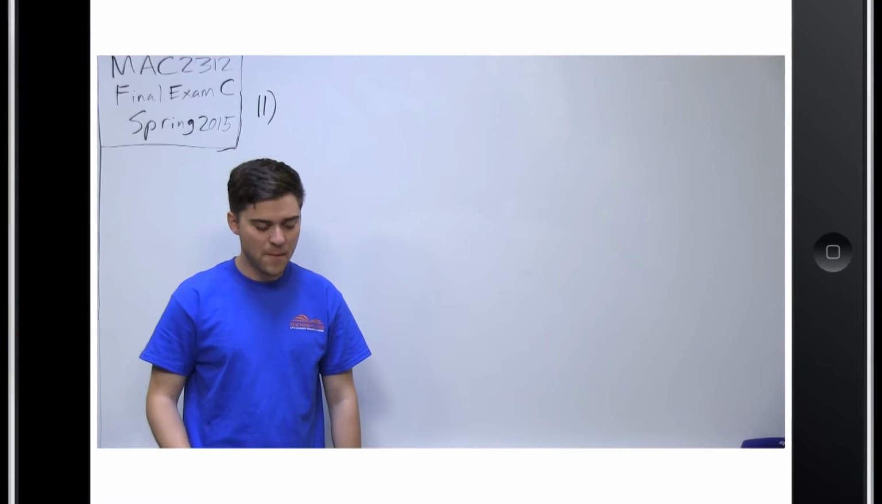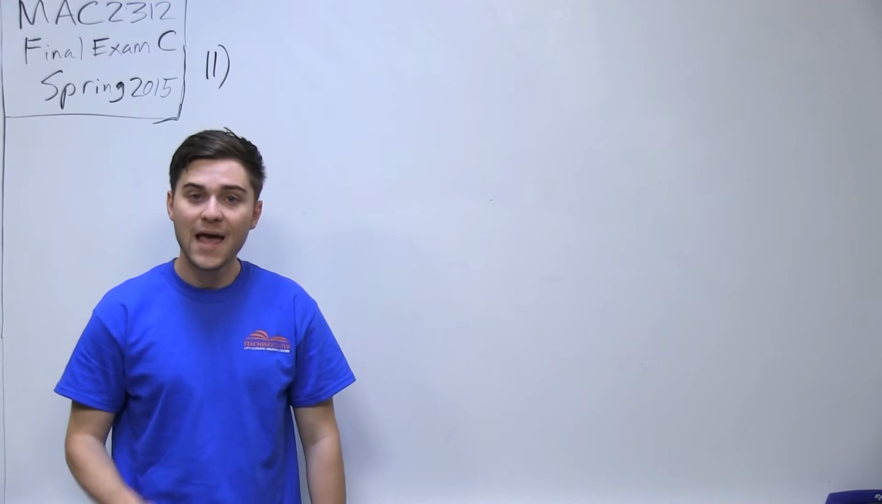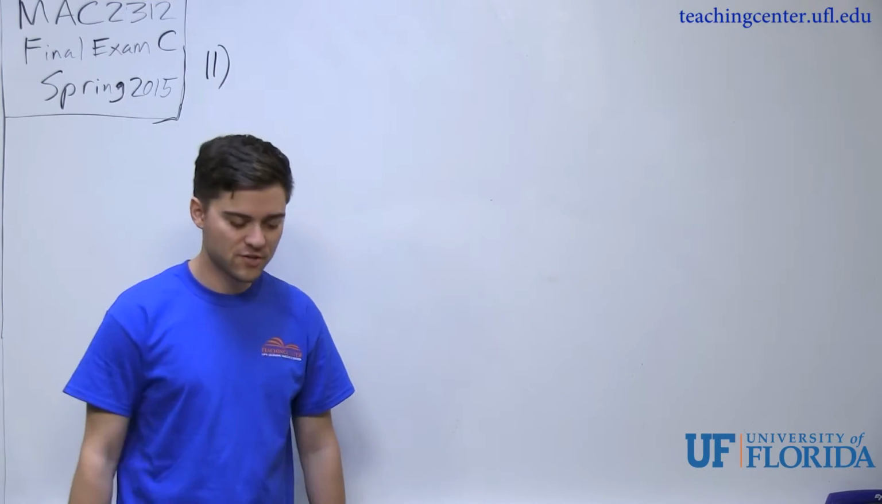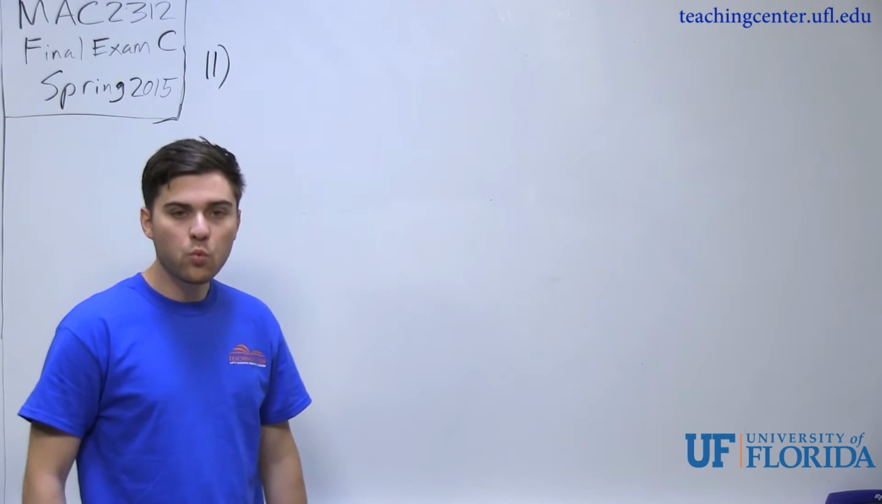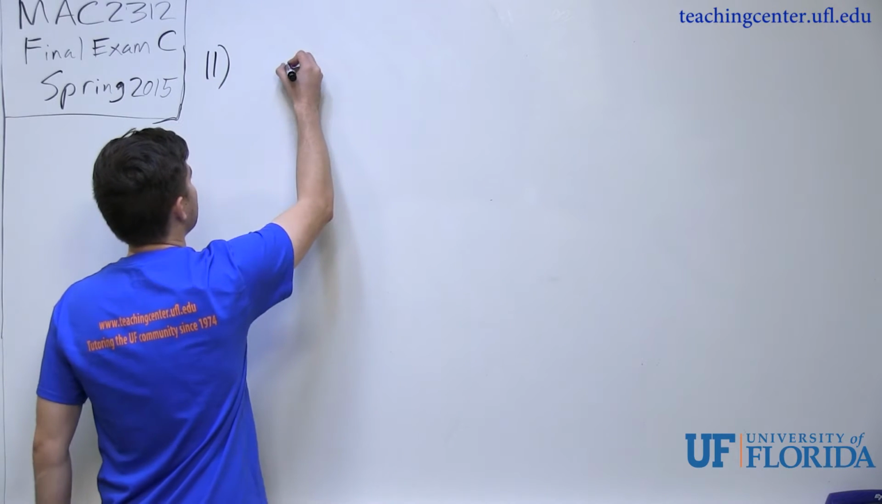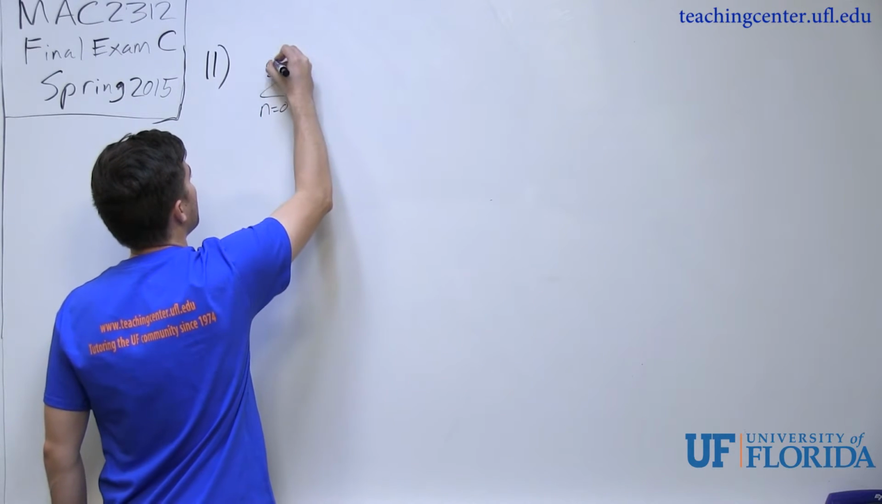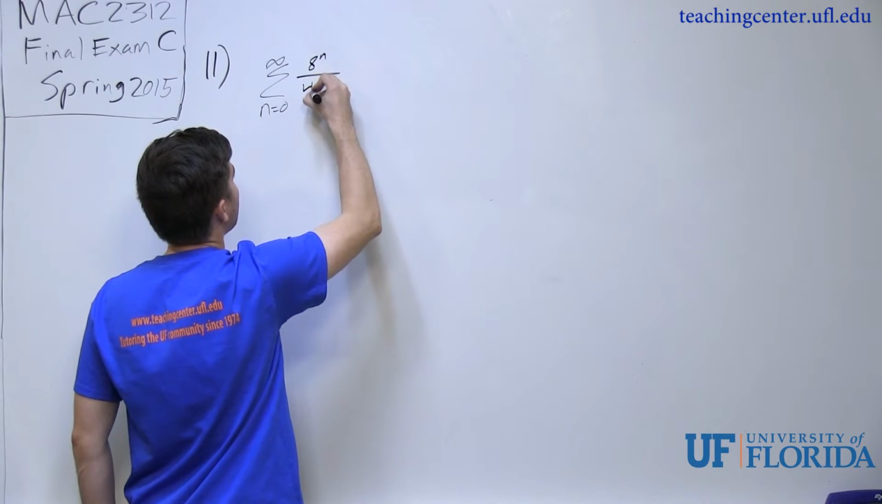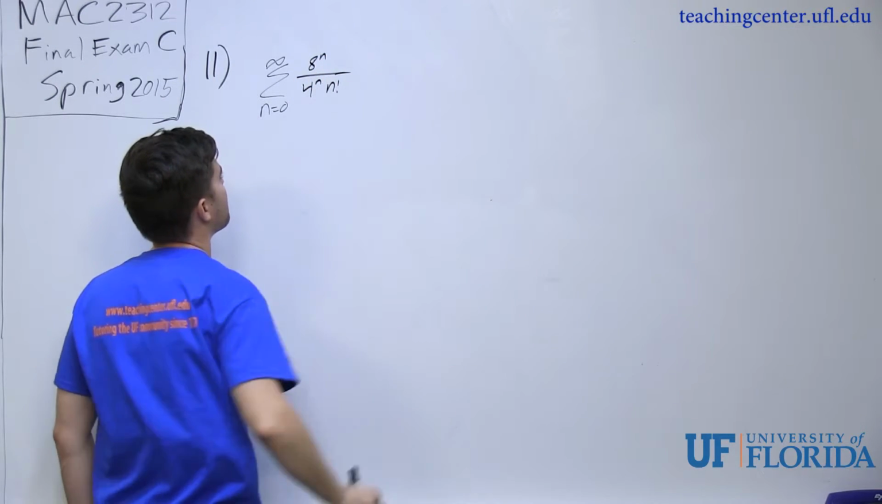Number 11 says to match the series with its sum, and it gives you 3 different series and 3 corresponding sums on either side. So when I look at each one of those, the first one that stands out to me is the second one. I have the sum from n equals 0 to infinity of 8 to the n over 4 to the n factorial.